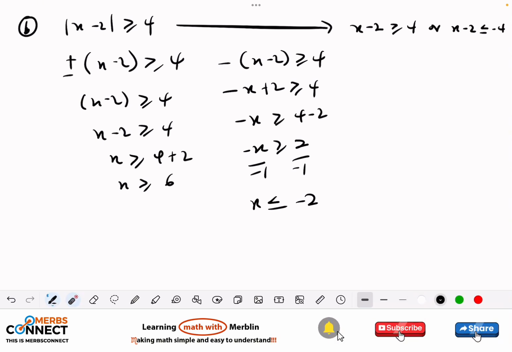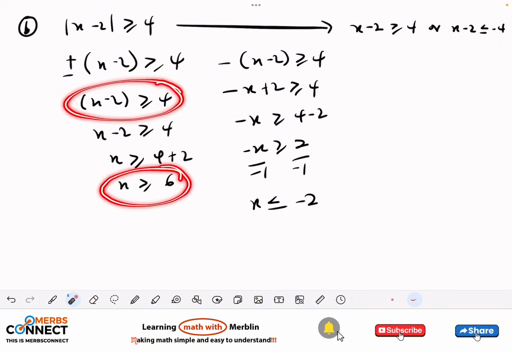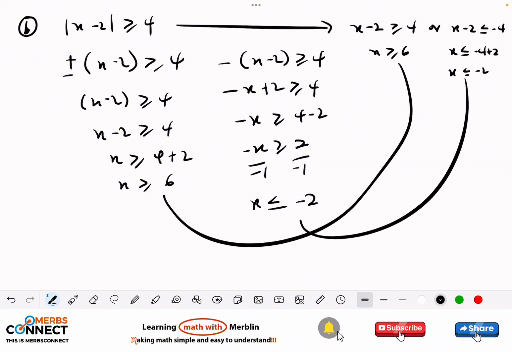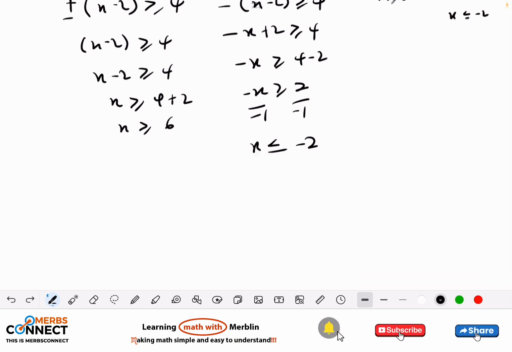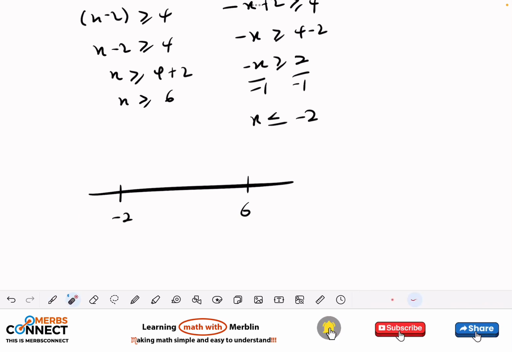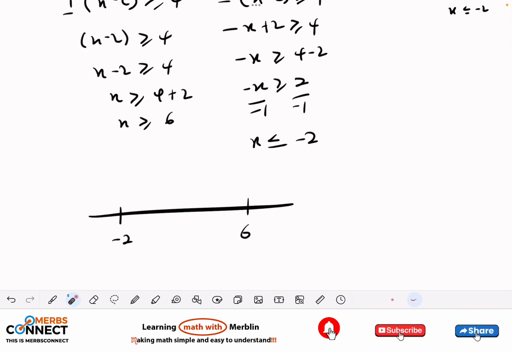So here, this one is the positive side. And we had x should be greater than or equal to 6. This one, when I move the 2 there, I'll have less than minus 4 plus 2. And then I'll have x is less than minus 2. So we see that you've gotten the same thing here. Now let's put it on the number line and find out which interval satisfies the inequality.